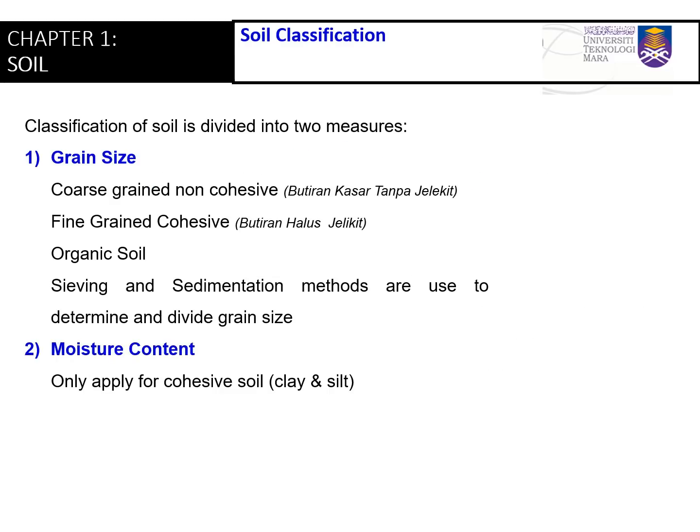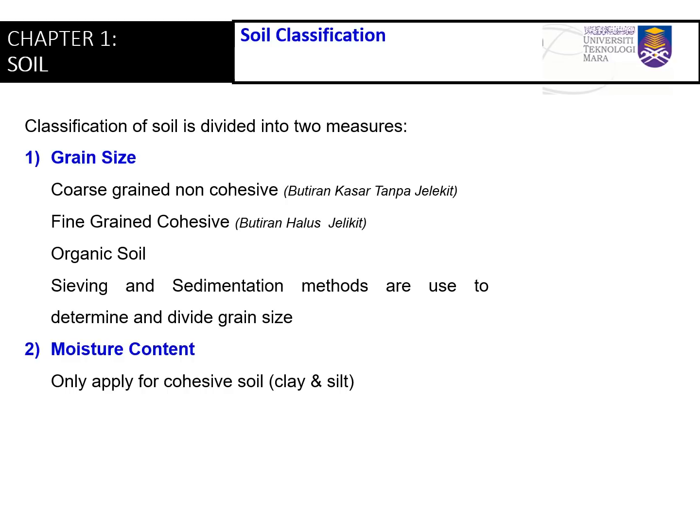Grain size. The coarse grain is non-cohesive, the fine grain is cohesive, organic soil. Sieving and sedimentation methods are used to determine and divide grain size. You have learned these last semester in material subjects, if I'm not mistaken, where you need to mix the concrete, and when you do plastering you need finer sand, but when you mix the concrete you need different size of soil.